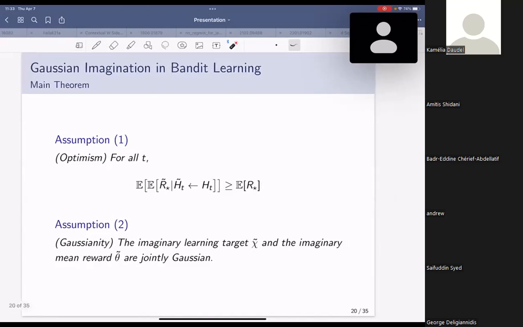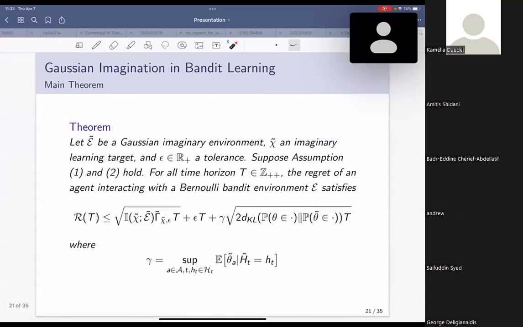And the main theorem basically says that if these two assumptions hold, then for an agent that's interacting with a Bernoulli bandit environment, E, while believing that it's playing in a Gaussian imaginary environment, E tilde, the regret can be bounded by this term here.